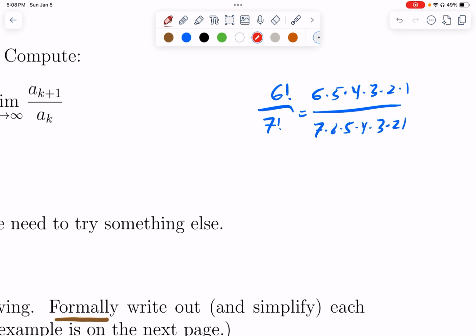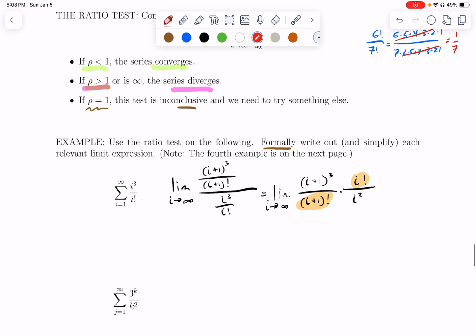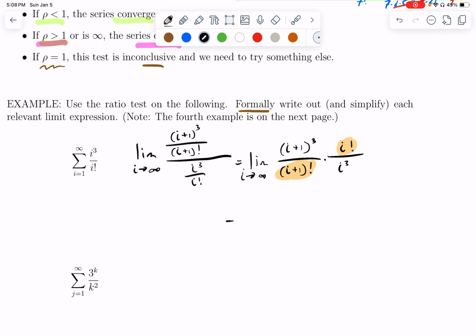Almost all of these cancel. 6 times 5 times 4 times 3 times 2 times 1 cancel. And this is equal to 1 over 7. When we take ratios between factorials that are kind of in the same ballpark, a lot of stuff cancels and we usually get a very simple fraction left. So when we cancel those factorials, we would just be left with i plus 1.